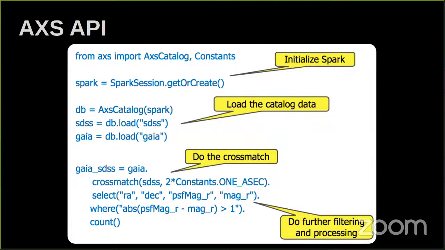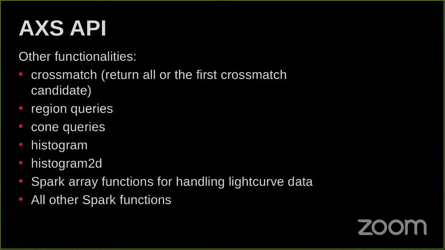So this is an example of the API. I will show you a live demo, so no point in going through this. So we have cross-matching and region queries, and cone queries, a cone being where you provide a point and the radius, and you get all the objects falling within that radius. Histogram and 2D histogram. You can use for handling light curve data. Light curves are when you have an object, for example, a star, and you observe it 200 times, you get 200 measurements. So that would be light curve data. And you can store that in an array, and Spark provides array functions. So you can analyze the data using Spark's array functions.